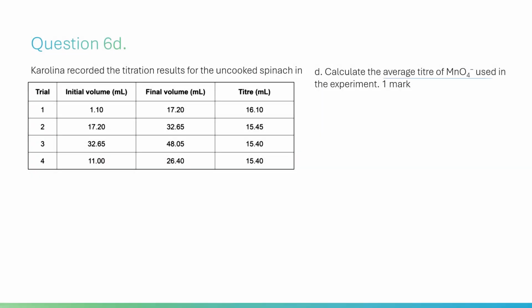Let's look at question 6D. On the surface, this looks like a free mark. The question simply asks you to calculate an average titer from a data table. Yet, 35% of students across Victoria scored 0.